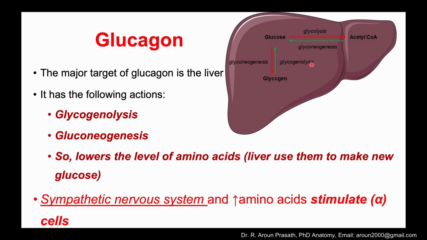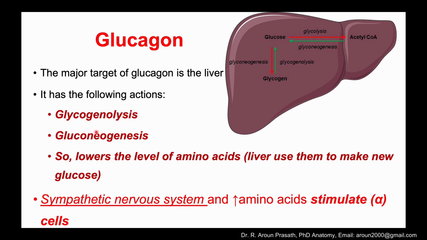Okay, so glucose will be converted into acetyl coenzyme, then acetyl coenzyme will be converted into ATP. In that process, conversion of glucose to acetyl coenzyme is called glycolysis. Then conversion of acetyl coenzyme back into glucose is called gluconeogenesis. So these are all the terms you have to understand.